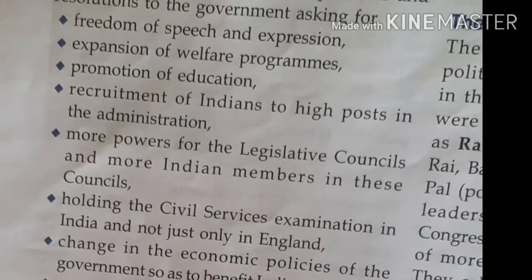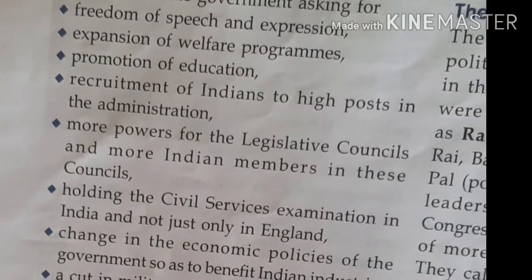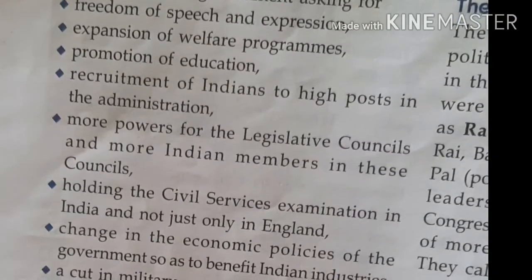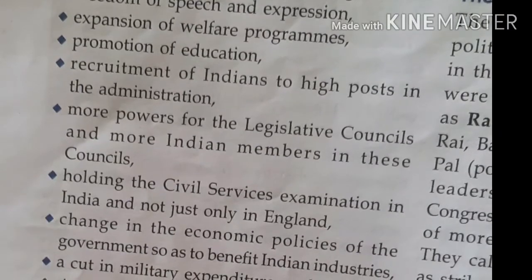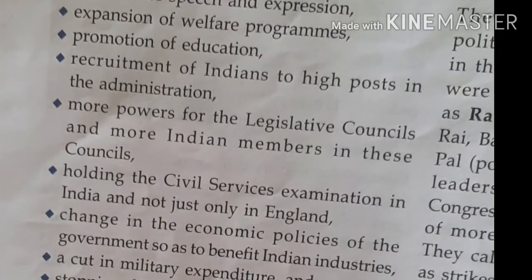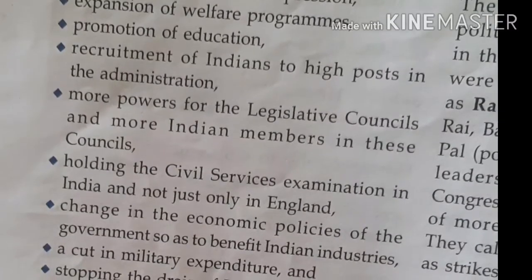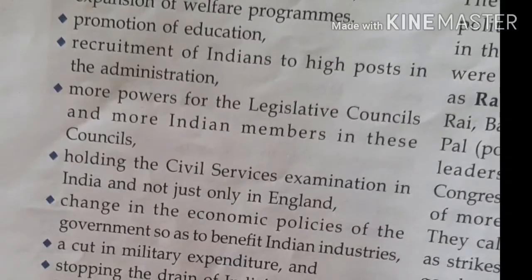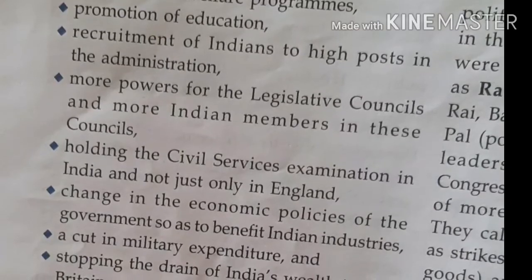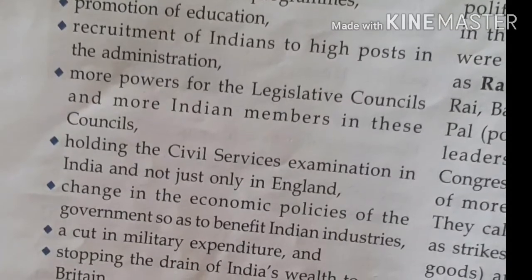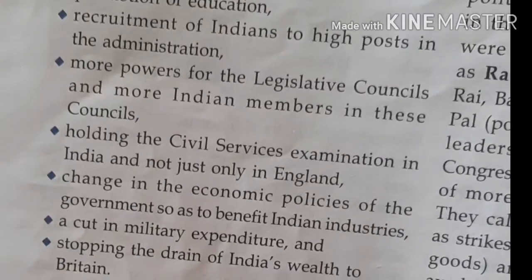So these were the provisions which were held in that assembly. More power for the legislative council, and more Indian members in this council. Holding the civil service examination, the government jobs examination, not just for the Englishmen, Britishers के लिए बस exams नहीं होंगे, Indians would also take part in it. Change in the economic policy of the government which would benefit Indian industries also. Congress पहले Indians के लिए work ही करते थे, है ना. They wanted to include this as a constitutional right for everybody.